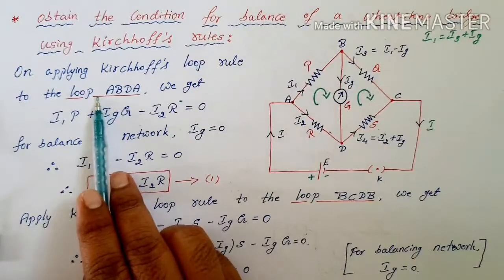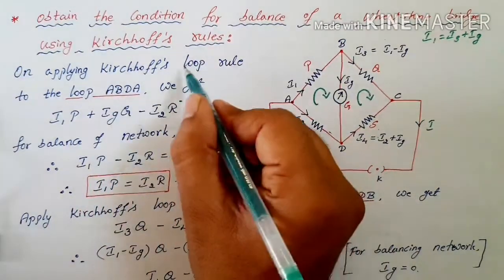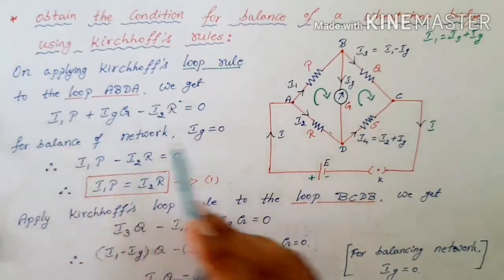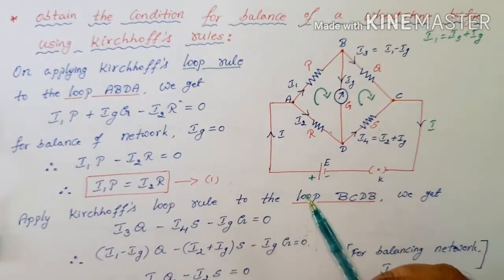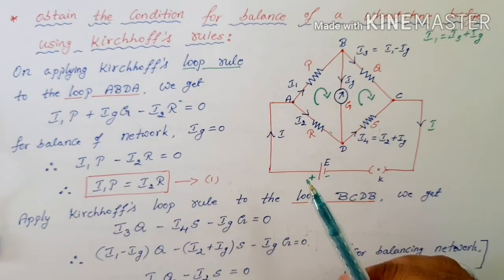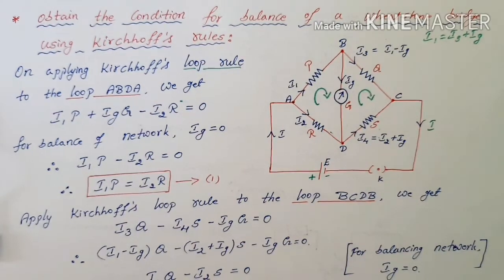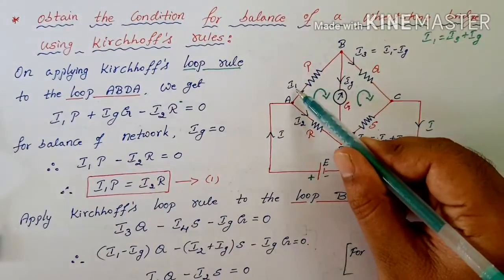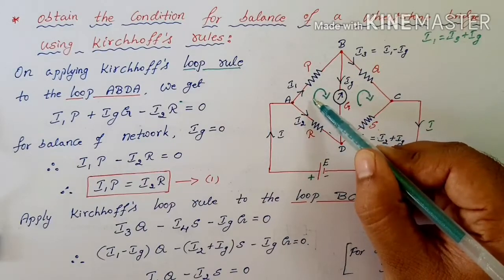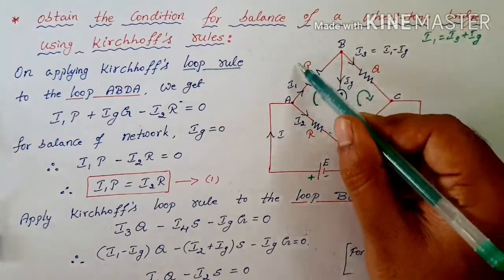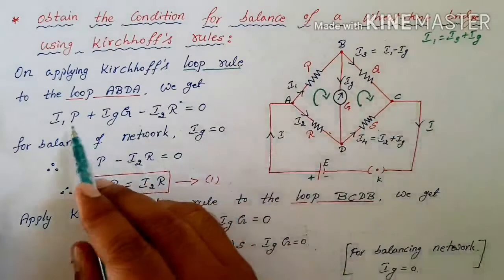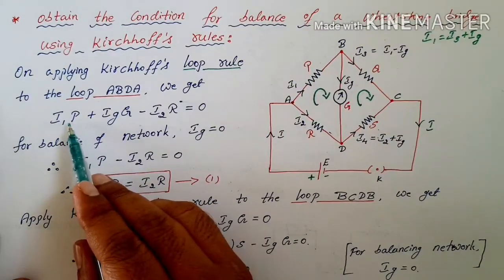I am taking the ABDA and I am applying the loop rule now. What do I get? According to the loop rule, the algebraic sum of the IR products is equal to the algebraic sum of the EMFs, right? This is what we learnt from the loop rule. Observe the direction of I1 and this observation mark, both are in the same direction. Hence this product can be taken as positive. Here I1P will become positive, plus I1P.